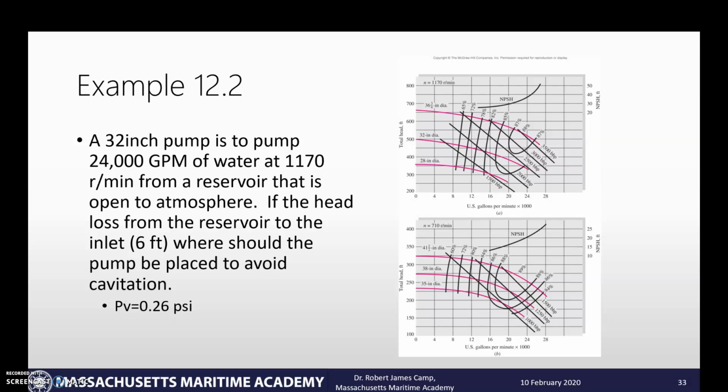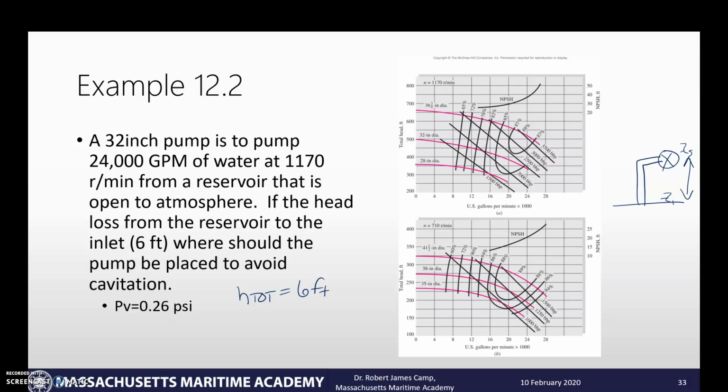I don't have a picture, but they've kind of described in the problem what's going on. And so we can just sketch out a picture here. I have a reservoir. I have some pump. It's drawing water from the reservoir. And I know that my total head loss is 6 feet. I have the vapor pressure of the water at that point also. And so what I'm trying to figure out is, what is that distance? So we'll call this Z1. That'll be Z to the suction side of the pump. And so we need to avoid cavitation.